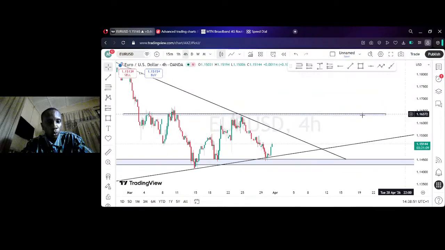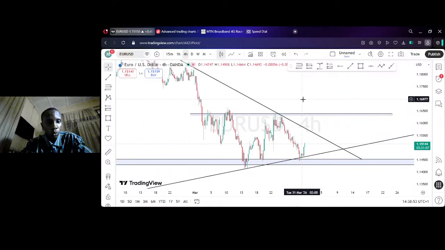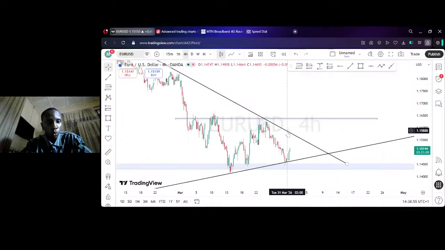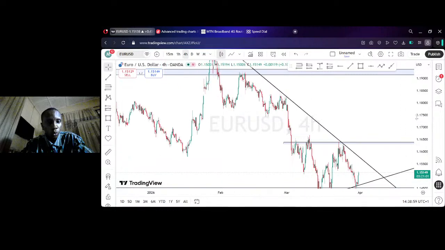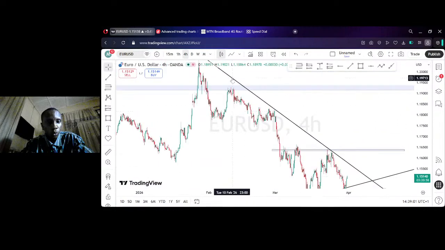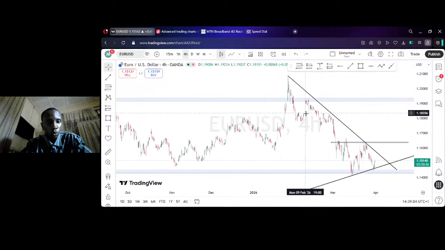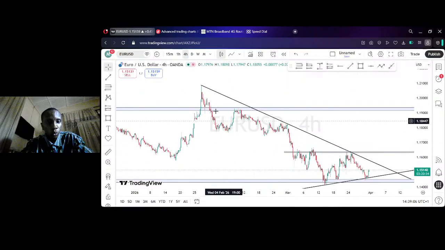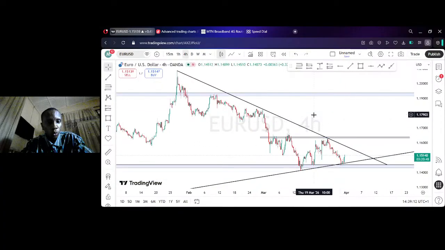So for now, as it is on the Euro USD right here, we might see price action breaking out from this trend line right here, from this downward trend line. As you can see, we have the first touch point on the trend line, the second touch point, the third, and the fourth touch point. We have multiple touches on this trend line right here.